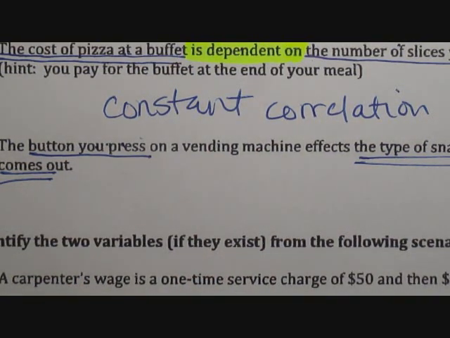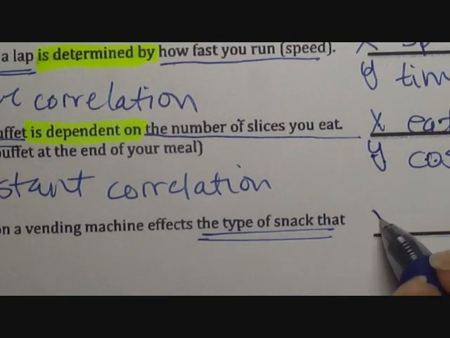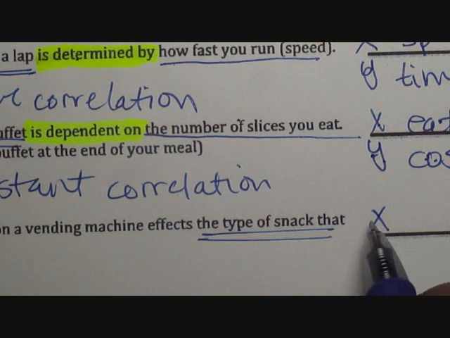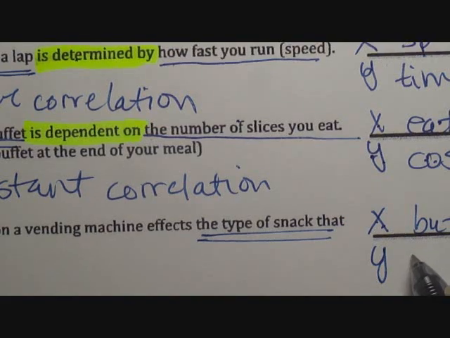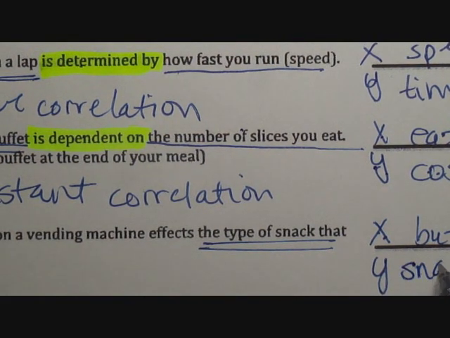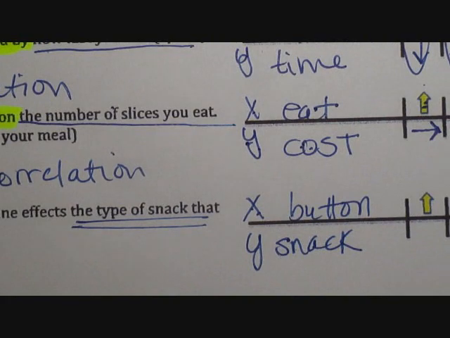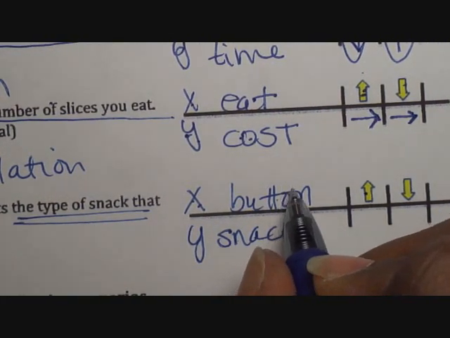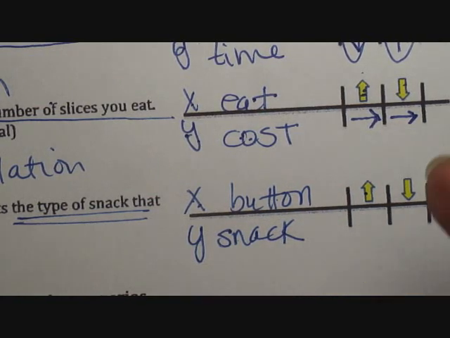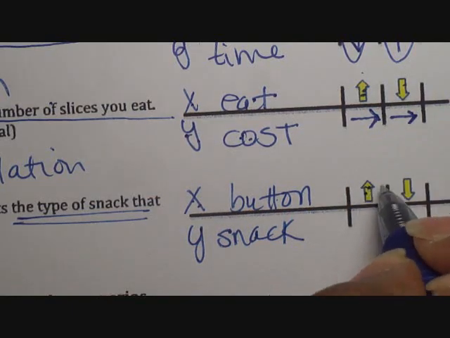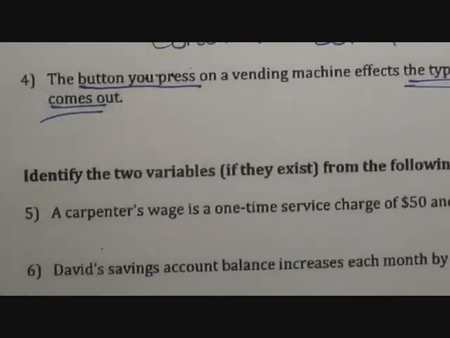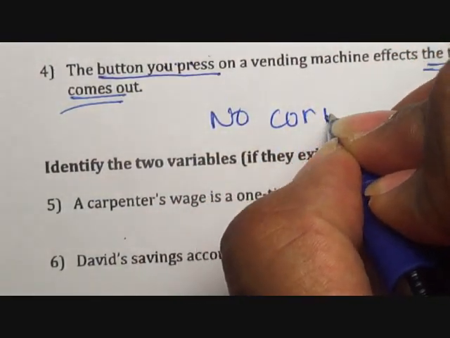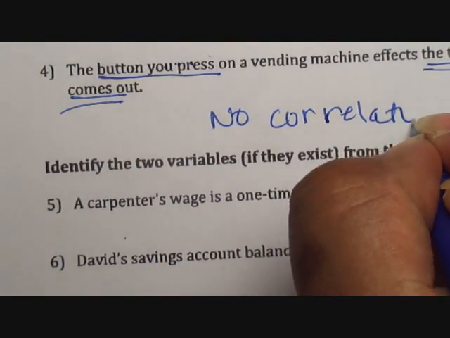So when I go over here to the graph, I still have my dependent and independent variable. The independent variable is going to be the button I choose to push, versus the dependent variable, which is going to be the snack that I get once I push the button. Now if I increase, you see how you can't increase the button that you push, you can only push one button. So in this case, since we can't increase or decrease the variable, that means that there is no correlation.